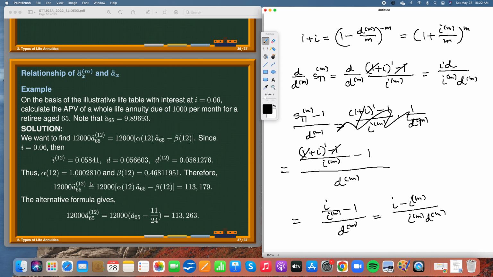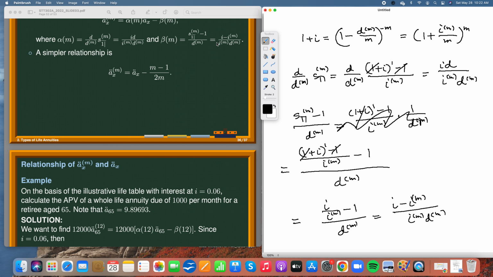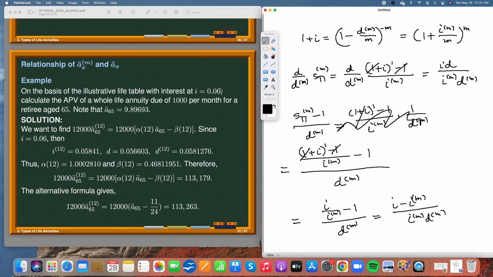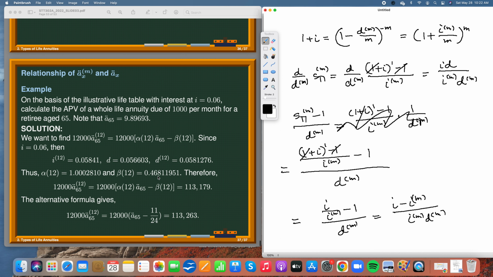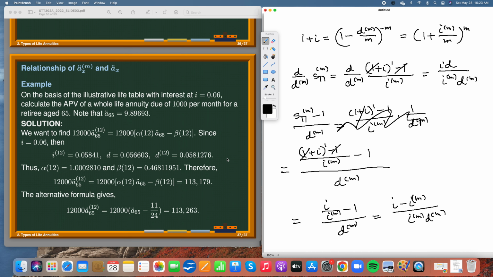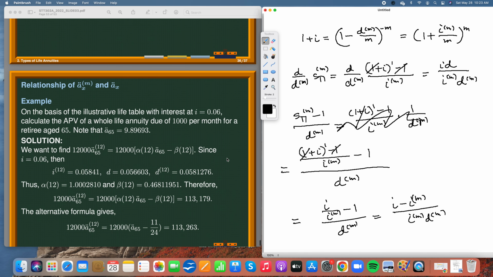Okay, so computing alpha of 12, we know that it's equal to this, where m is 12. So that gives us 1.002810, and beta of 12, using the following, where m is 12, gives us 0.46811951. And so what we're looking for is this. So we just plug in those values where this is given to be the following. That gives us 113,179 as the actuarial present value. So there's a discrepancy, right, between the two quantities. Okay, I think I'll stop here now.